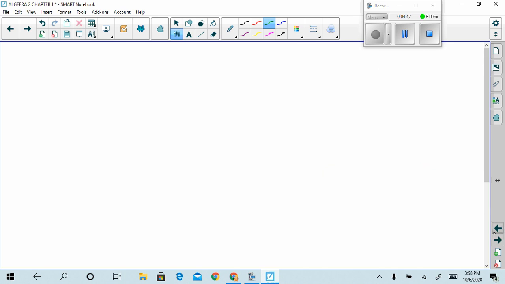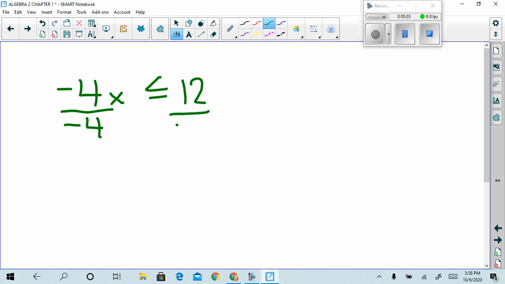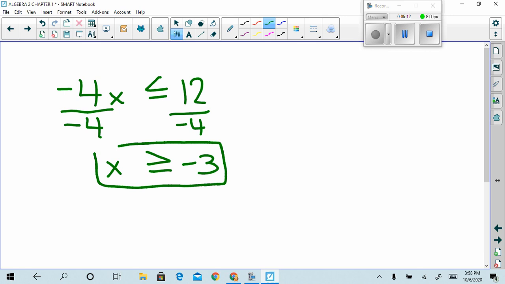Now, I do want to do one where I show you, without the graphing, that reference to the negatives. If I have -4x is less than or equal to 12, I'm going to be dividing both sides by a negative. And that rule says if you're dividing by a negative, you reverse the direction of your inequality. The same is true if you're dividing or multiplying. So I'm going to leave you with that problem.